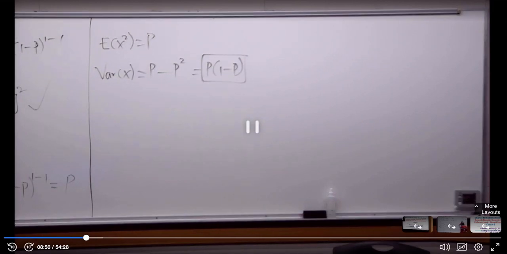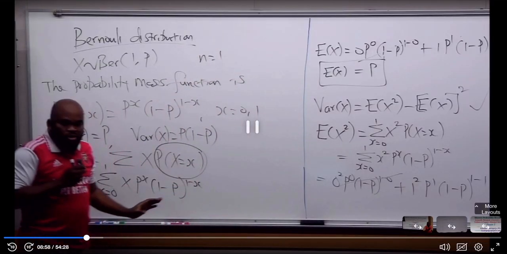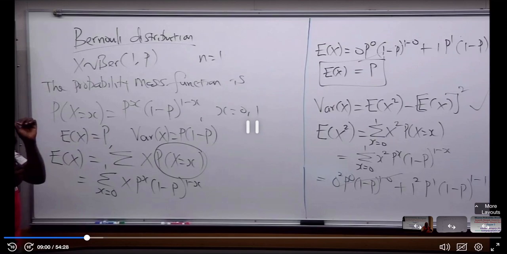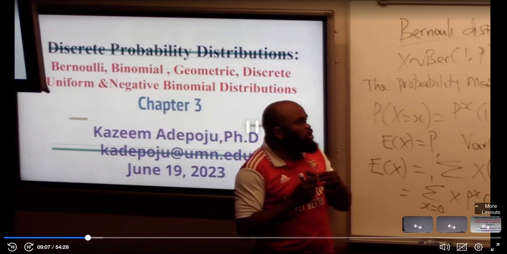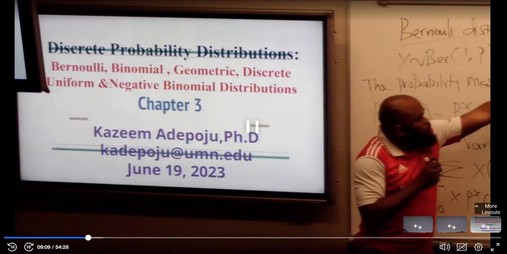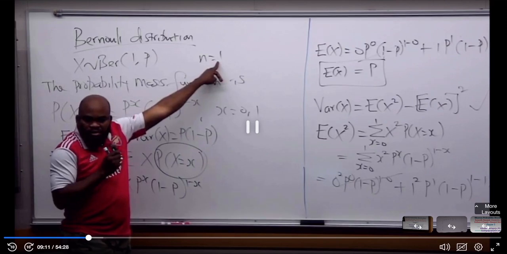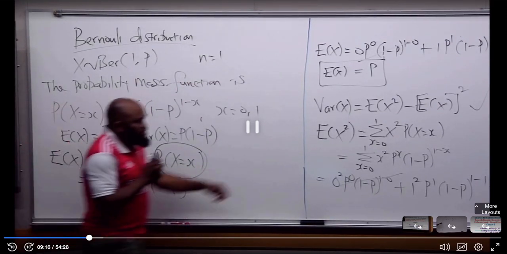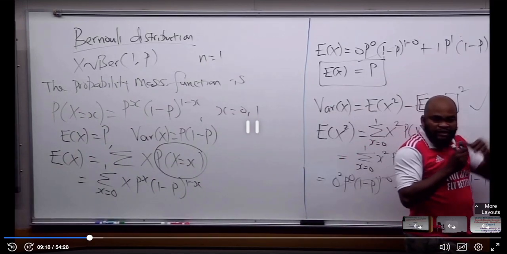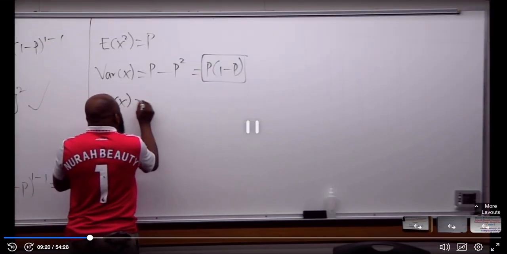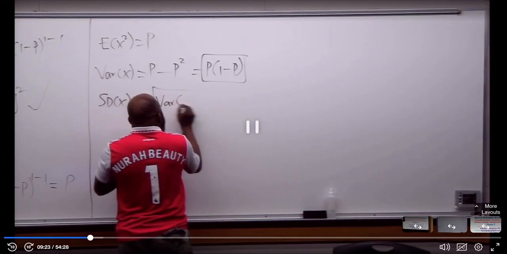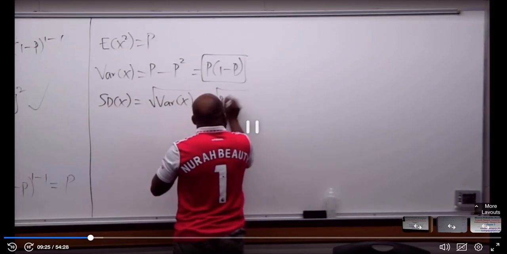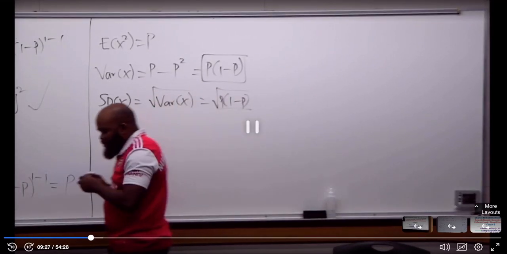This distribution, we apply it to a random variable that has two possible outcomes, and you only try how many times? Once. Okay, so this is the average, and this is the variance. If this is the variance, then the standard deviation of X is the square root of the variance, so it's going to be that.